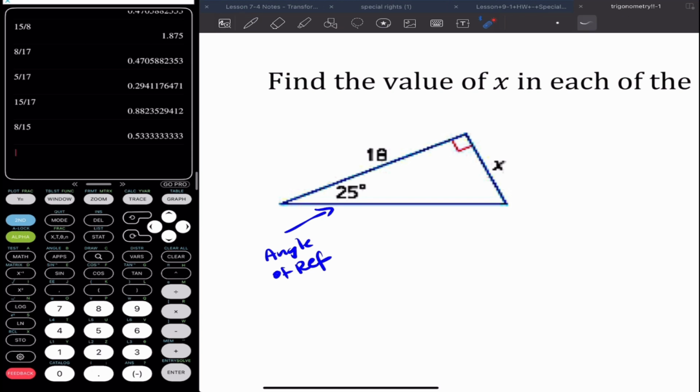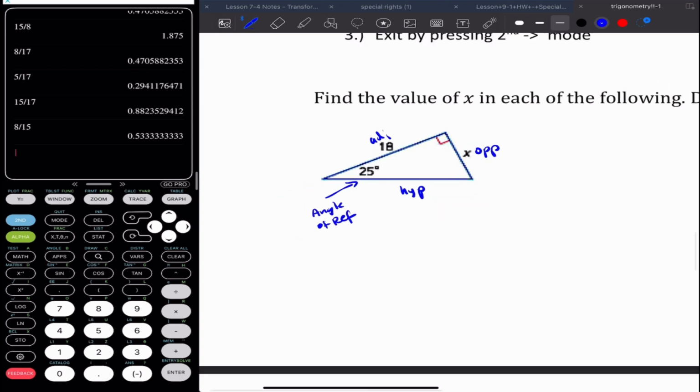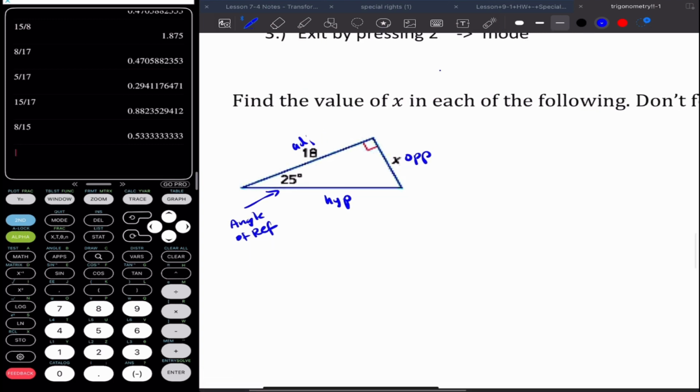So across from 25 degrees, this side here is the opposite side. And then across from the 90-degree angle, this side is your longest side. We call it the hypotenuse. And lastly, this needs to be the adjacent side because it's next to the 25-degree angle. So there you go. How do we find the value of x? Now remember what I said at the beginning. Write your SOHCAHTOA.